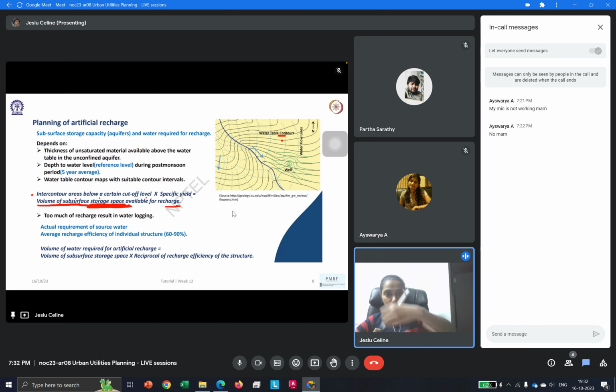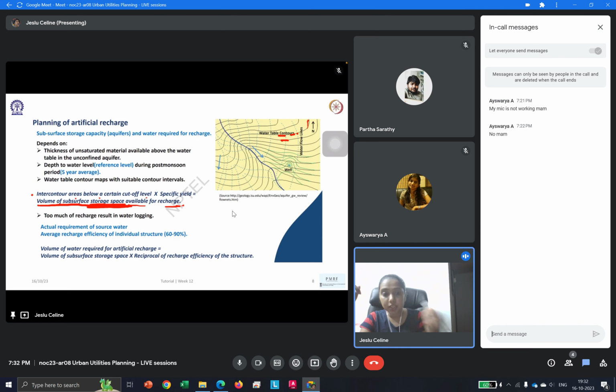We've discussed that a contour is a region with the same water level, like the water table in that region would be of the same level. So these are the water table contours. Whenever there's a change, you have a separate line. For all the regions with the same water level, we separate them into different regions, and multiply each region by its specific yield. Specific yield means how much can be yielded out from there, or the capacity that can be yielded out. That gives us the subsurface storage space available for recharge.